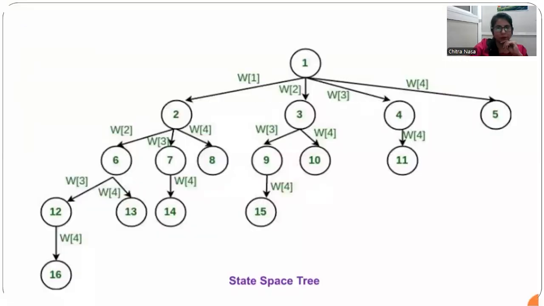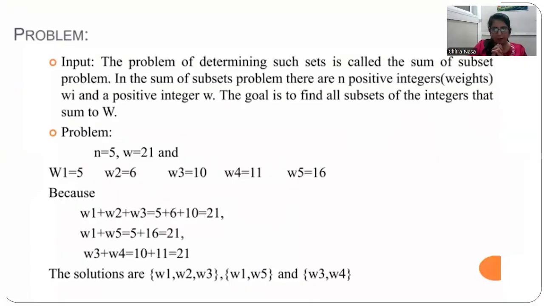Now see what problem we are having. The input is given, and we need to determine such a set; this is called the sum of subset problem. The n value is 5, which means 5 items are given to us, and the total weight of the items added should be 21 only. Item 1 has weight 5, item 2 has weight 6, item 3 has weight 10, item 4 has 11, and item 5 has 16.